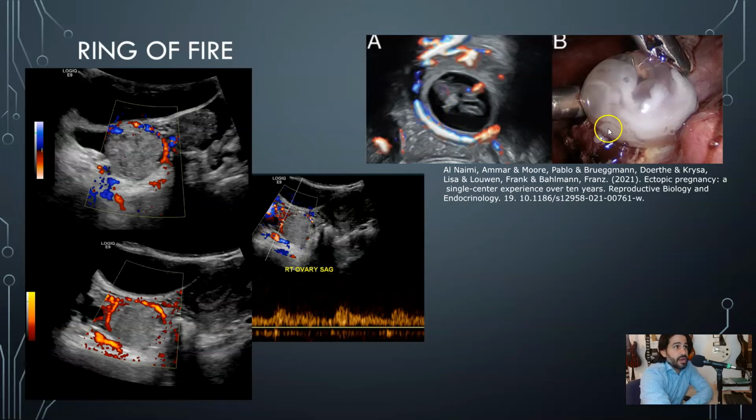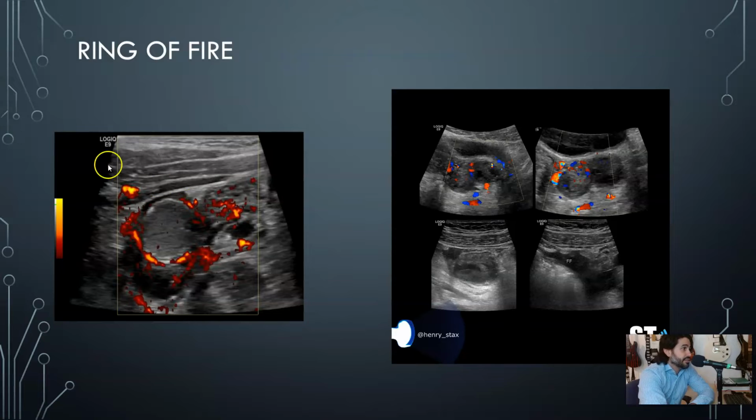And here we have a clear view of that ring of fire, but with an actual ectopic pregnancy. So here we have an appendix. It was a very large appendix. It was over a centimeter, but this can be seen in the adnexa. And you think, oh, what is this? Is this an ectopic pregnancy? No, it was just an appendicitis with that ring of fire type of flow.